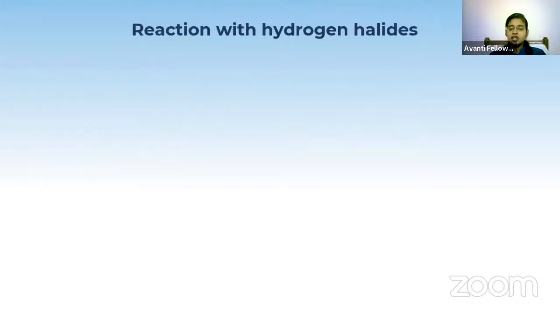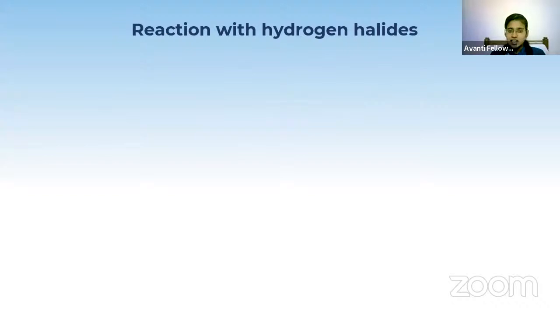First of all, we will study the reaction with hydrogen halides, that is the reaction with HX. The reaction of which compound? Alcohols. It is not haloarenes, I said that by mistake, sorry for that. So we are studying the chemical properties of alcohols.